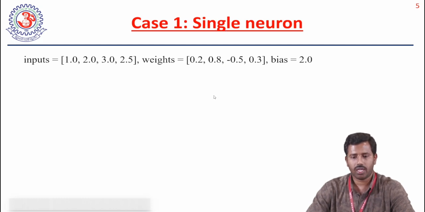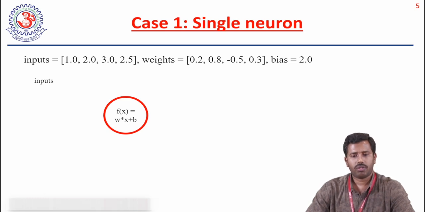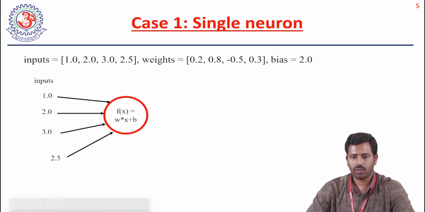If you observe the architecture of this, the neuron I have taken can be calculated by using W, nothing but weight, multiplied with the input vector, nothing but x, plus bias, which represents my final output. If you observe the input flow of this neuron, here I have taken the input vector with dimension 1 by 4 and the weights dimension also 1 by 4. The input vector contains the values 1.0, 2.0, 3.0 and 2.5. These inputs are fed to the single neuron along with weights. The weights are taken from the weight vector. The values are 0.2, 0.8, minus 0.5, 0.3.